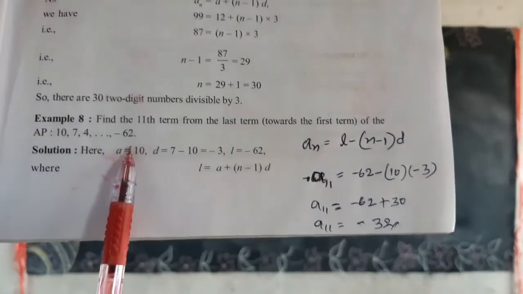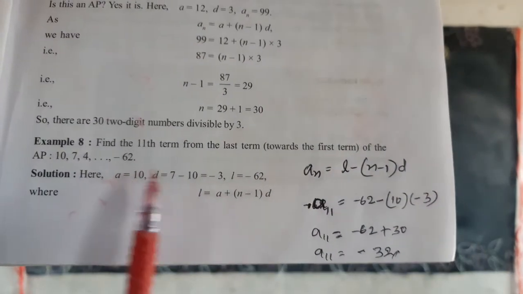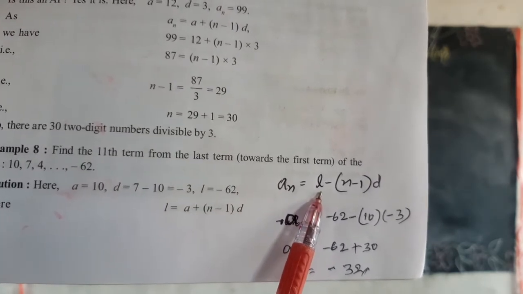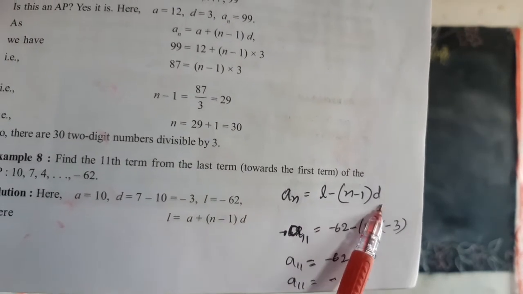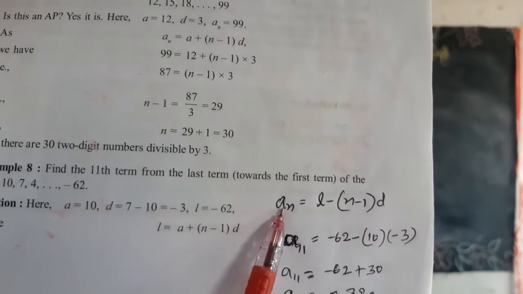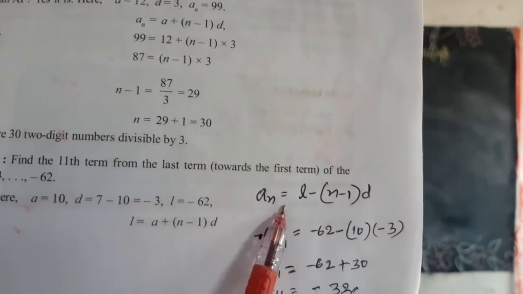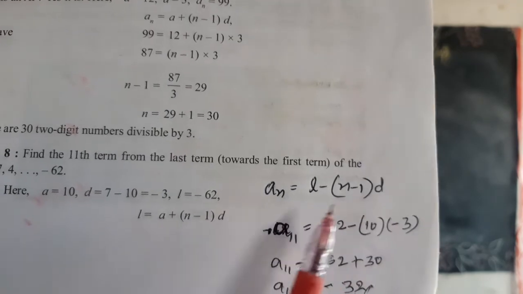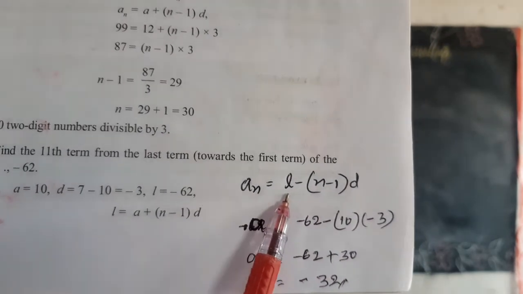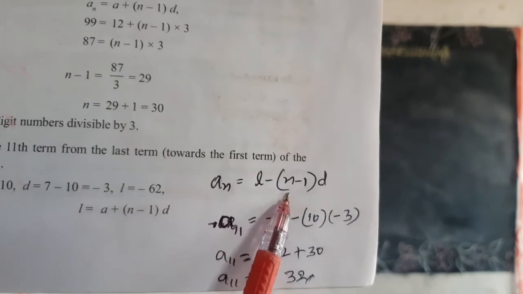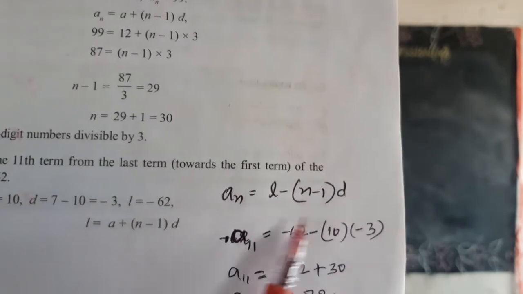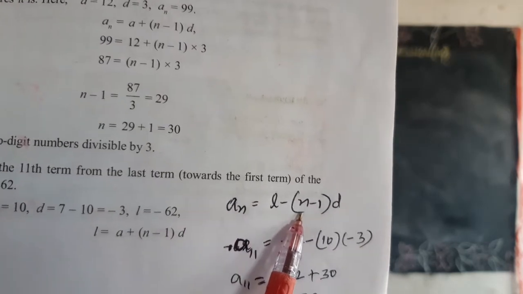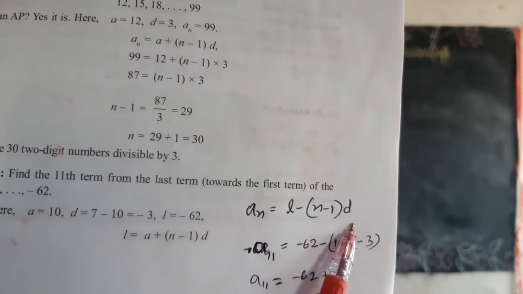So here I have taken the simple formula, that is an is equals to L minus (n minus 1) into d. Keep this in our mind. Once again, an is equals to L minus (n minus 1) into d, because an is the last term, L is also the last term, n is the number of terms, d is the common difference.